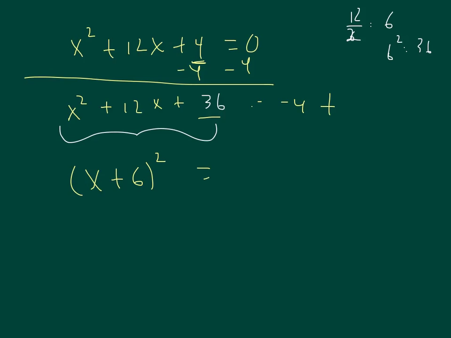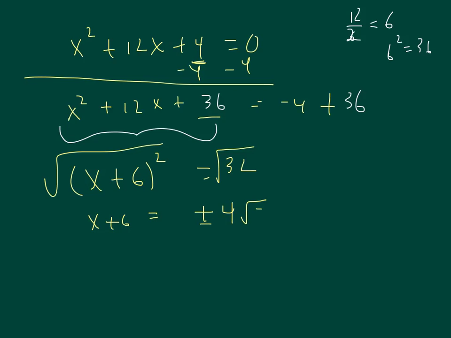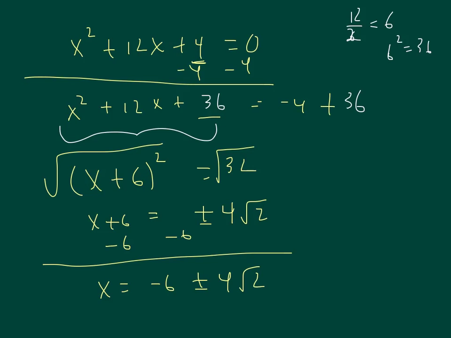Beautiful. But I added 36 to one side, so I got to add it to the other to keep my equation in balance. 36 minus 4 is 32. Now I continue to solve, take the square root, x plus 6 equals, and I take the square root of 32, which would be 16 times 2, or plus or minus 4 radical 2. Subtract the 6, and I'm going to get x is equal to negative 6 plus or minus 4 radical 2. What? That was a tough one. Let's try a couple more.